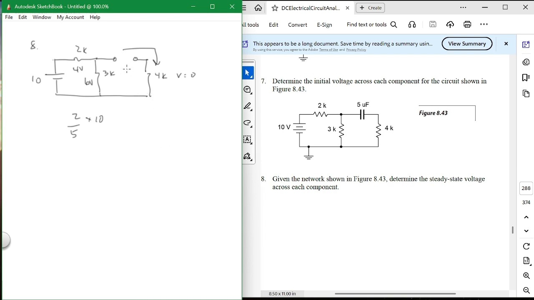So what's the voltage across the capacitor? The missing link. What is the voltage across the capacitor? Voltage around any closed loop has to add to 0. What's the voltage across the capacitor? This is 0, this is 6. What's left? 6.